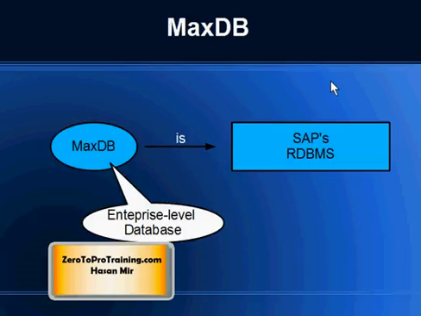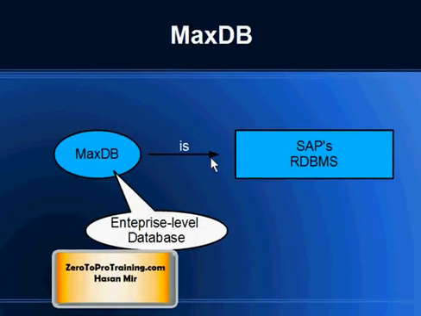SAP was also in possession of a database called MaxDB. This was SAP's relational database, called RDBMS, Relational Database Management System. Although it was an enterprise level database, it would still be categorized as an entry-level database. It was not really cutting it, especially when we had Oracle, DB2 and Microsoft's SQL Server. This was not really falling into the same level. So this was something that SAP had in their hands.